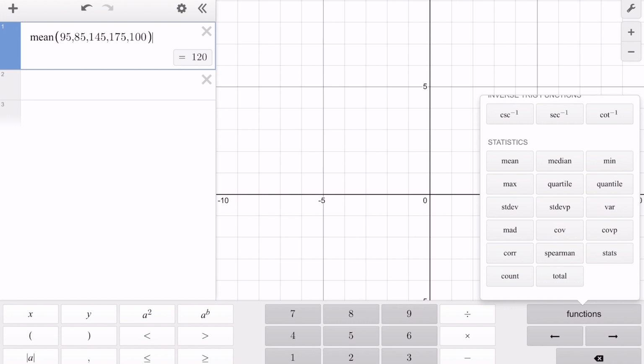You can also take advantage of median and then min-max and all of those, and so Desmos would be a great tool here to check your work or just do the problem if you didn't know where to start.